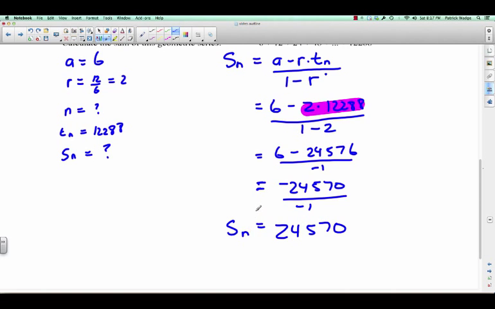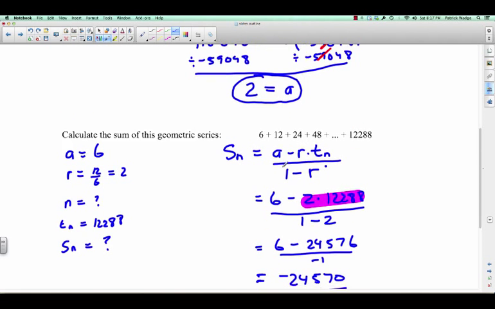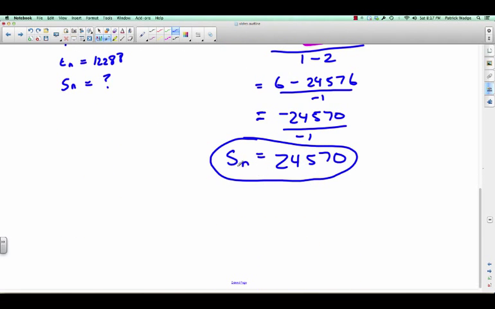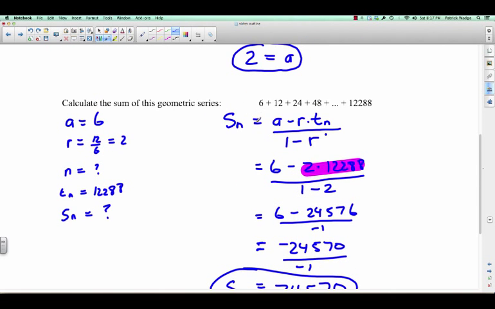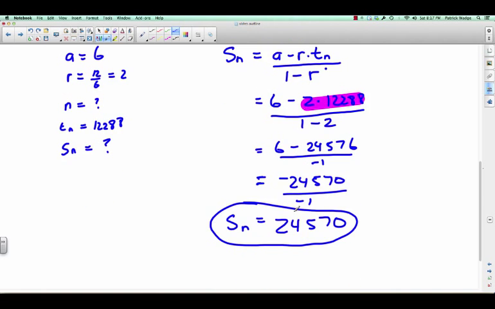The sum of all those terms, even though we still don't know how many terms there are, in this case it doesn't matter. We know the sum of them is 24,570. We could definitely figure out how many terms there are by using the other formula, but it doesn't ask for it. We're done. Okay, use those formulas, plug in all the values you know, and follow BEDMAS. You should be good.